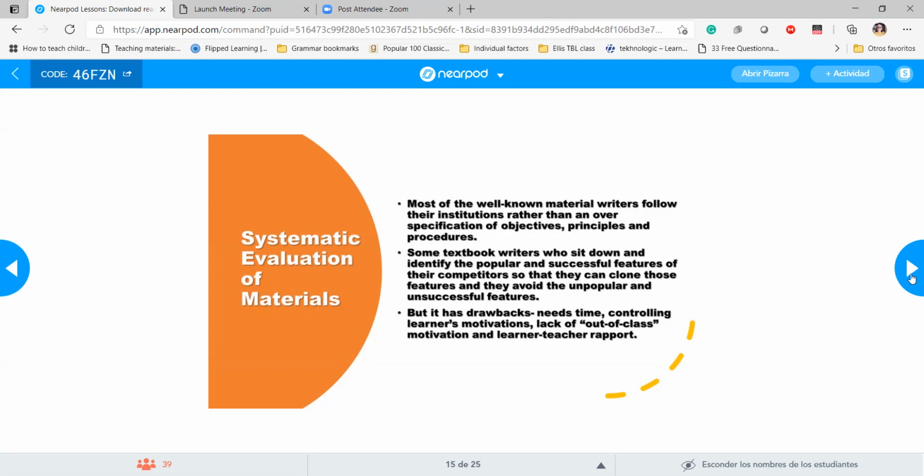Now, one of the problems of using a systematic evaluation of materials is that it needs time, right? You have to know how to control your learners' motivations, right?